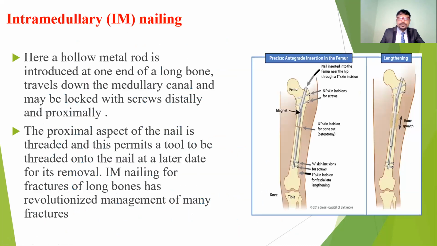This requires another surgery. The next treatment procedure is intramedullary nailing. Intramedullary nailing is nothing but keeping a metal rod inside the bone, where there is a problem in the bone fragments. In case of an increased space between the bone fragments, or any missing components, intramedullary nailing helps to improve the healing process in the bone. Here a hollow metal rod is introduced, inserted at one end of the long bone.